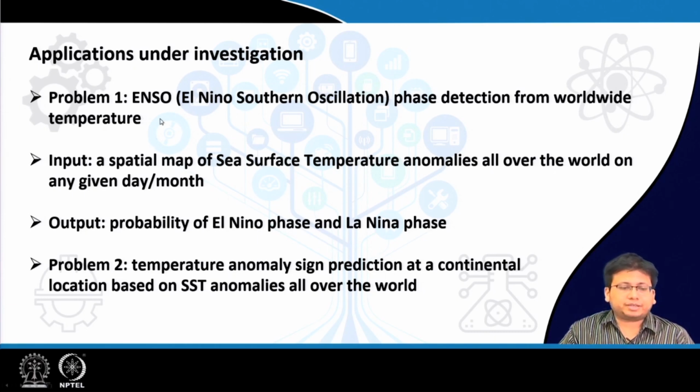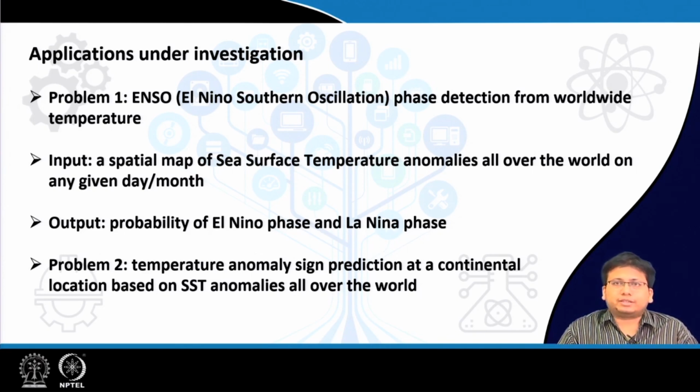The first problem is the El Nino southern oscillation, a phenomenon in the central Pacific Ocean, where a particular part of the central Pacific Ocean known as the Nino 3.4 region gets very hot in some years and very cool in some other years. So it is like an oscillation in a phase. There is a positive phase when it is very hot, known as El Nino, and then there is a negative phase called La Nina when that region becomes cold.